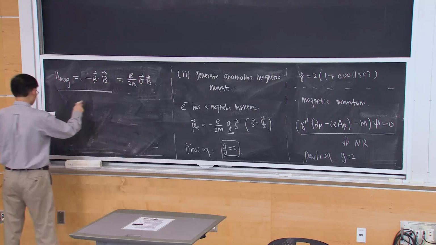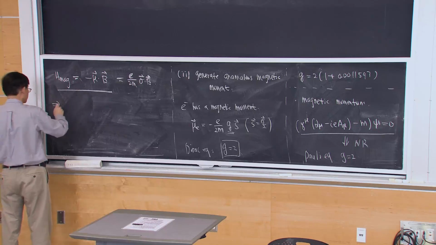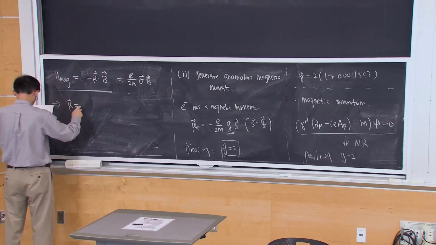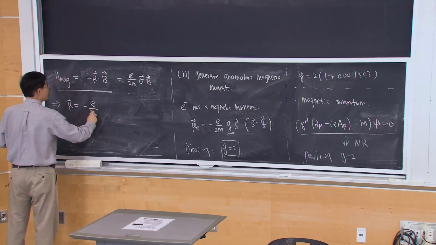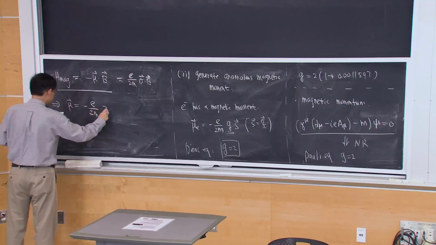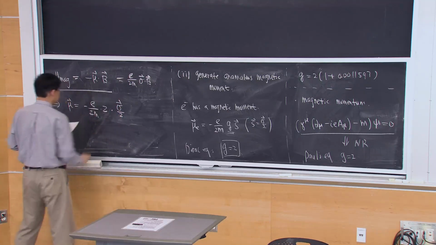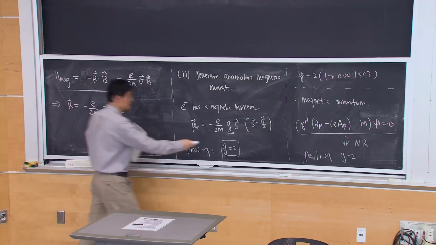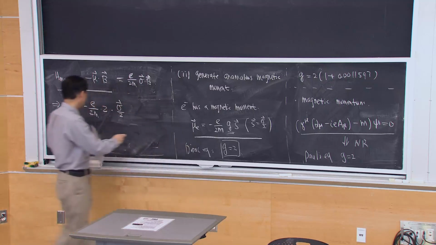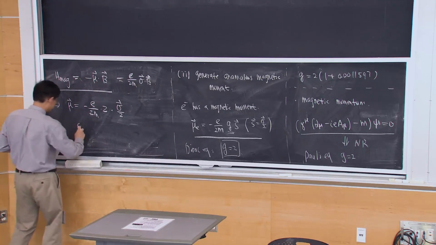So now from here you can read off what mu is. Mu is just minus e divided by 2m times 2 times sigma divided by 2. If you compare with this, you find that g is exactly equal to 2.